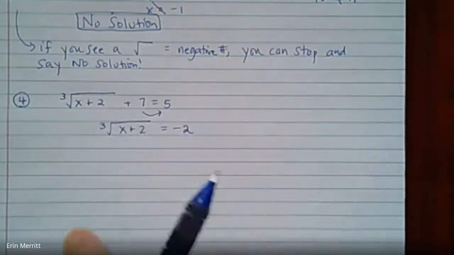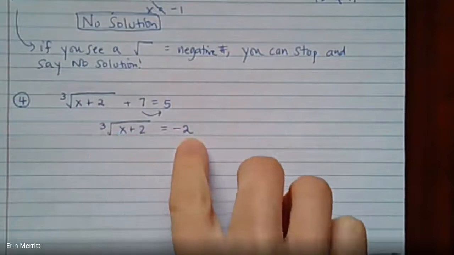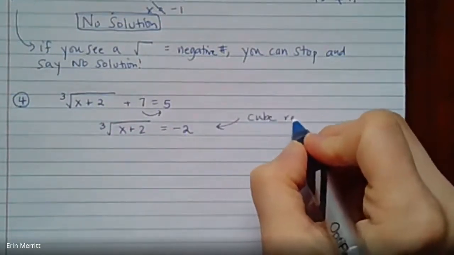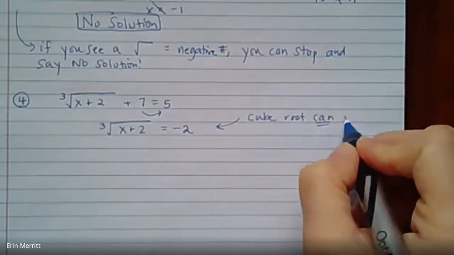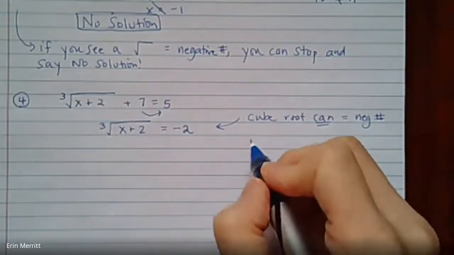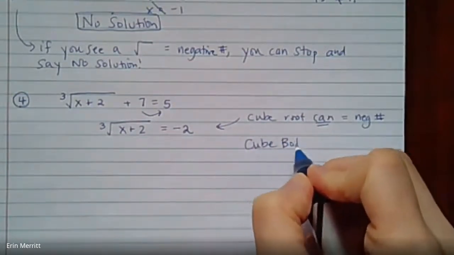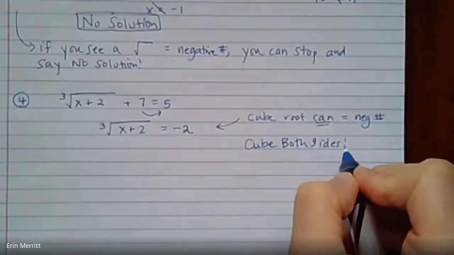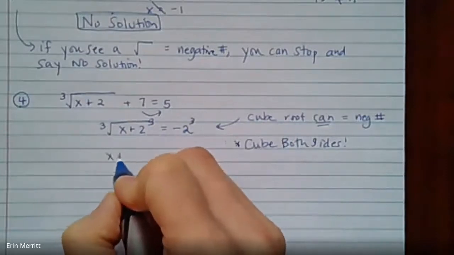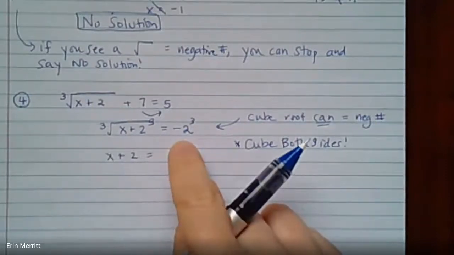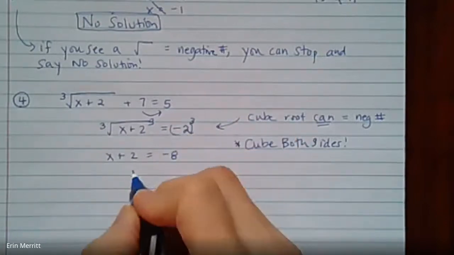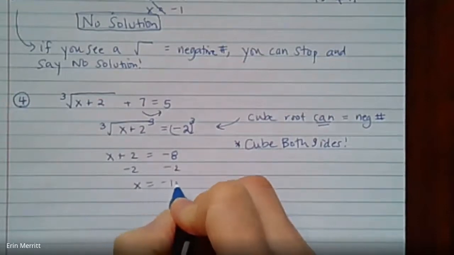And now right here, a cube root can be equal to a negative. A square root cannot. So remind yourself, a cube root can equal a negative number. All right, so this is perfectly fine. So what we're going to do then is cube both sides. So cube the left, cube the right. This gives us x plus 2, -2 cubed. So -2 times -2 times -2 is -8. And then subtract 2. We get x equals -10.